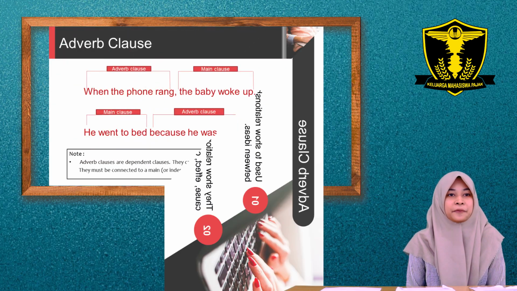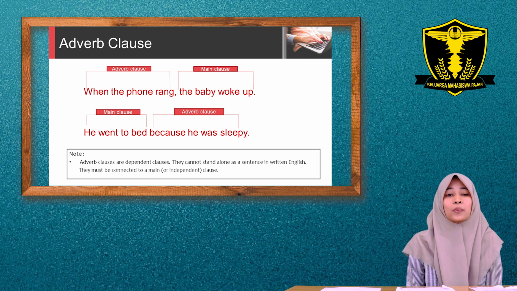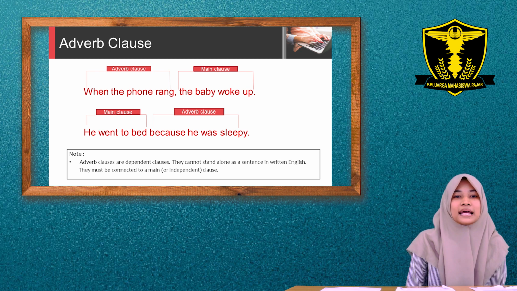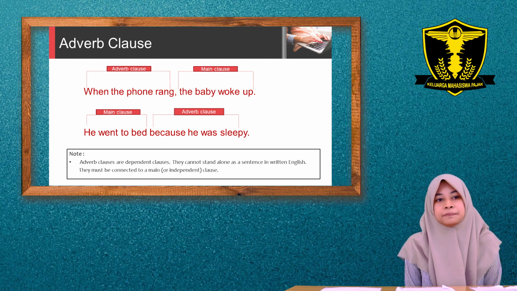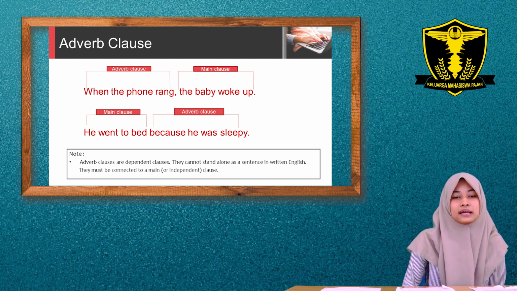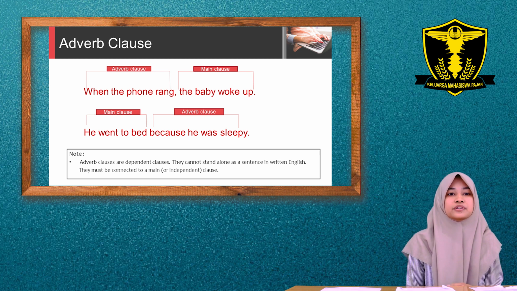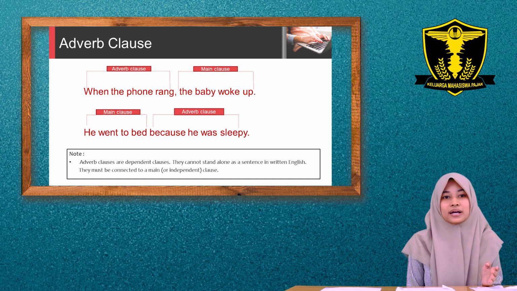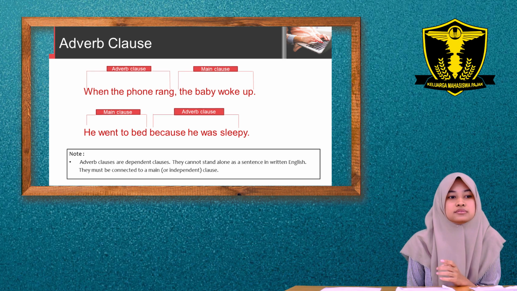And here is an example. When the phone rings, the baby wakes up. In this case, when the phone rings is an adverb clause, and the following sentence, the baby wakes up, is the main clause. The second: he went to bed because he was sleepy. Here, he went to bed is the main clause, and because he was sleepy is the adverb clause. Why do we use because here? Because it shows cause and effect. So we add a conjunction between the main clause and the adverb clause.